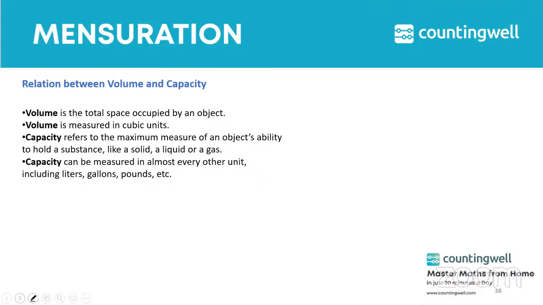Let us see the relation between volume and capacity. Volume is the total space occupied by an object and it is measured in cubic units. Whereas capacity refers to the maximum measure of an object's ability to hold a substance like a solid, liquid or gas. Capacity can be measured in almost every other unit, including liters, gallons, pounds, etc.